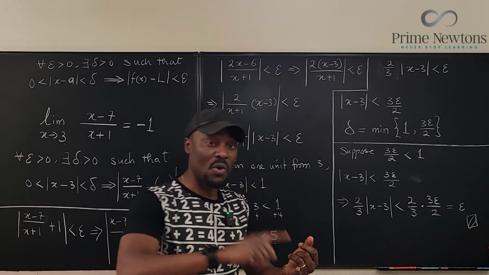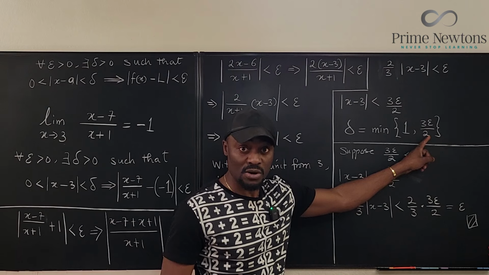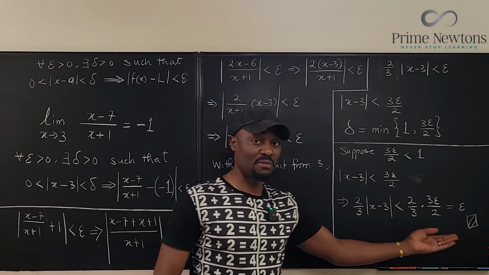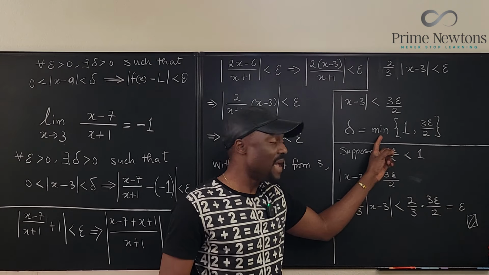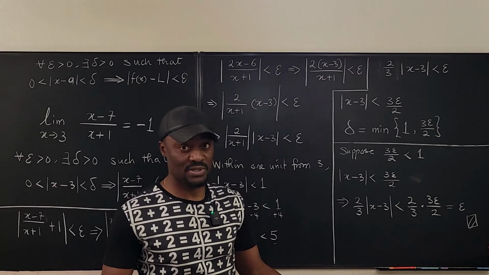So whether you choose 1 or you choose the other epsilon term, it's the same thing. You're going to end up being able to prove it as long as you pick the minimum of 1 and 3 epsilon over 2.